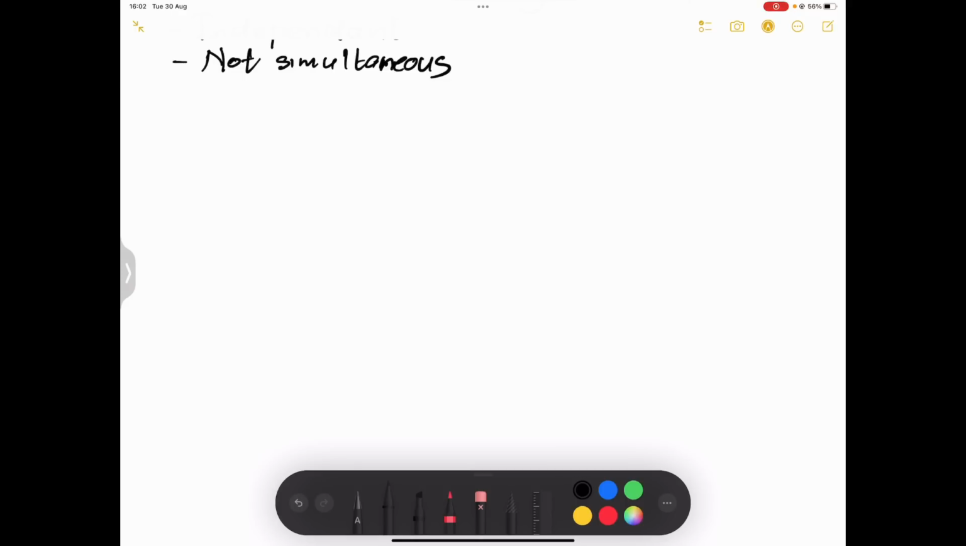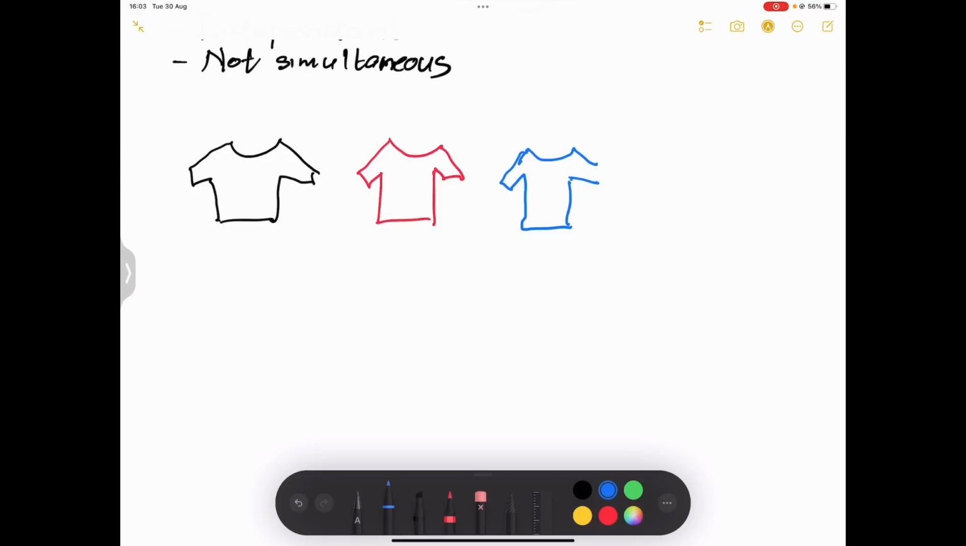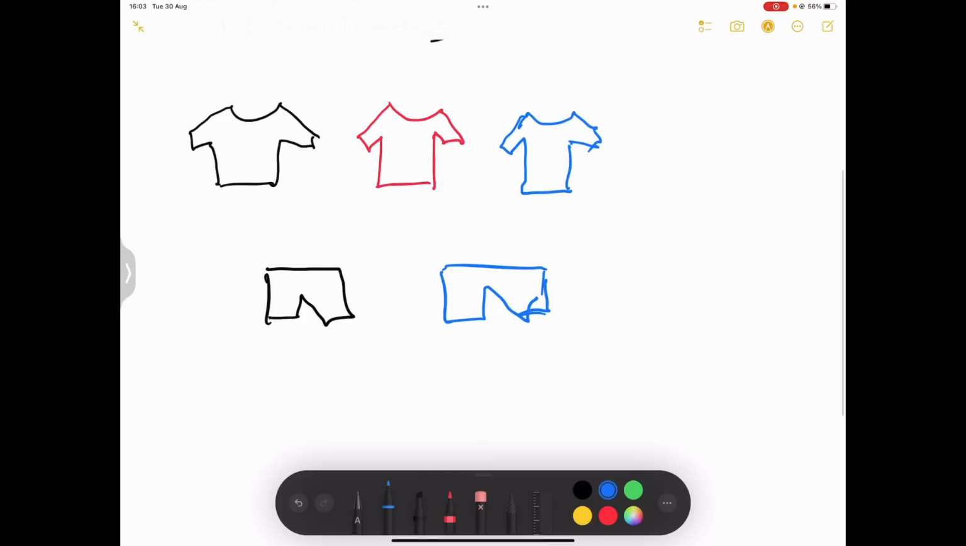Let's consider the first possibility. Suppose that, for argument's sake, I've got t-shirts. You've got a black t-shirt, another red t-shirt, and another, let's say, blue t-shirt. You also have pairs of pants. Again for argument's sake, you've got a black pair of pants as well as another blue pair of pants. Now the question is, if you've got three t-shirts and those two pants, how many sets or how many ways can you wear these clothes?